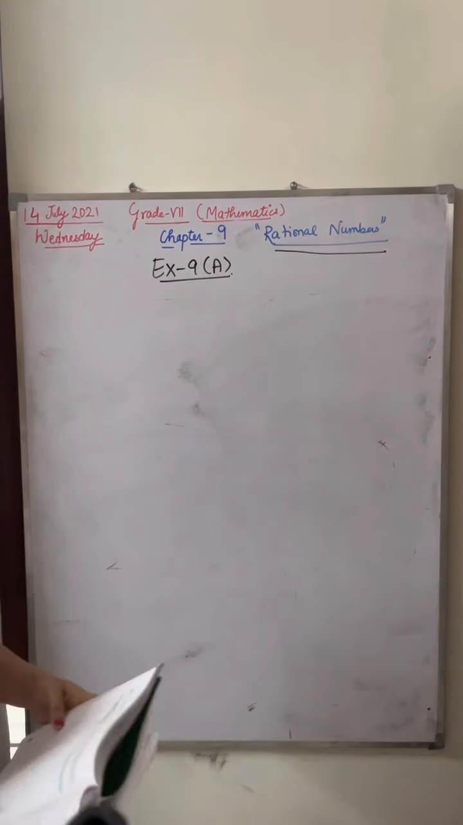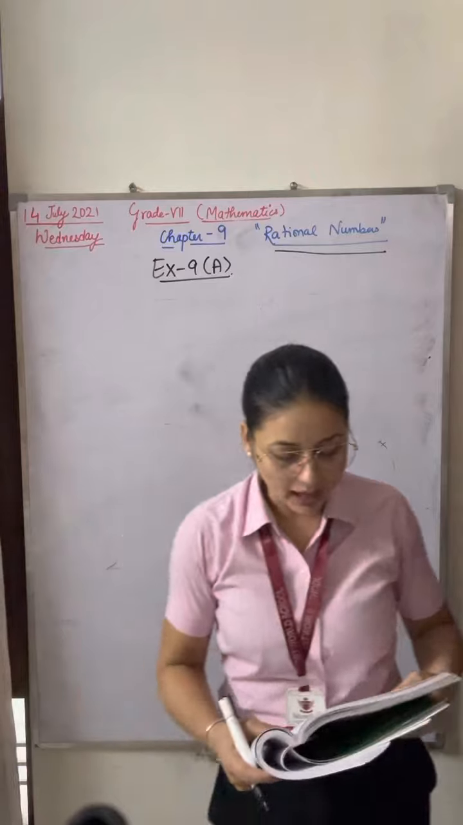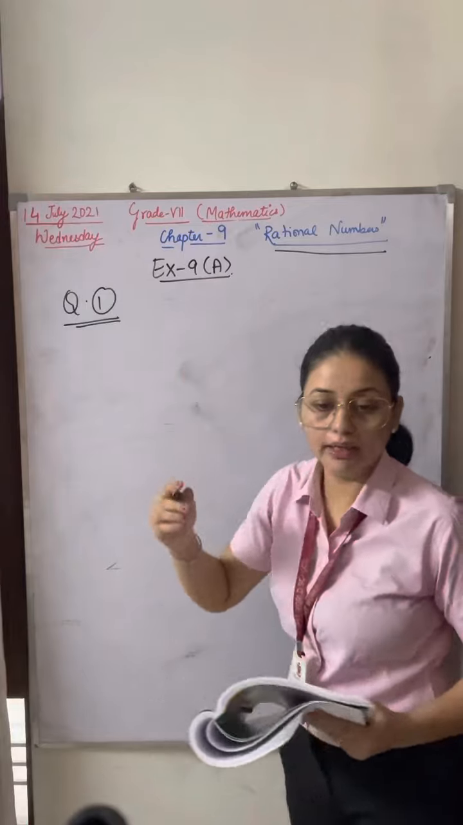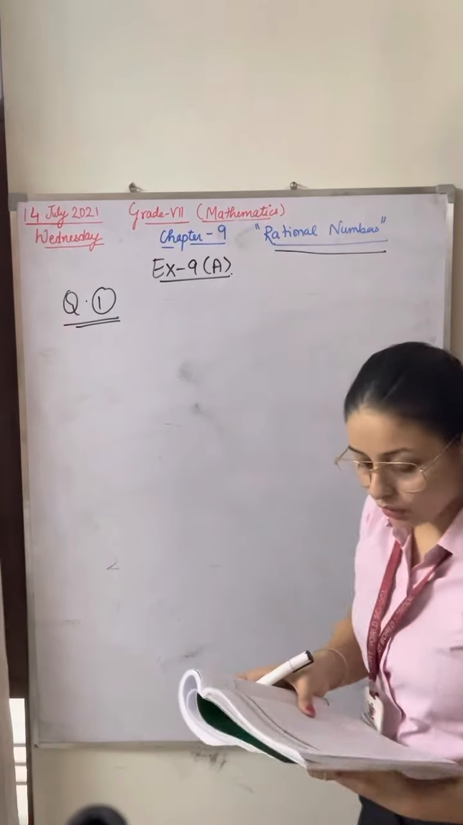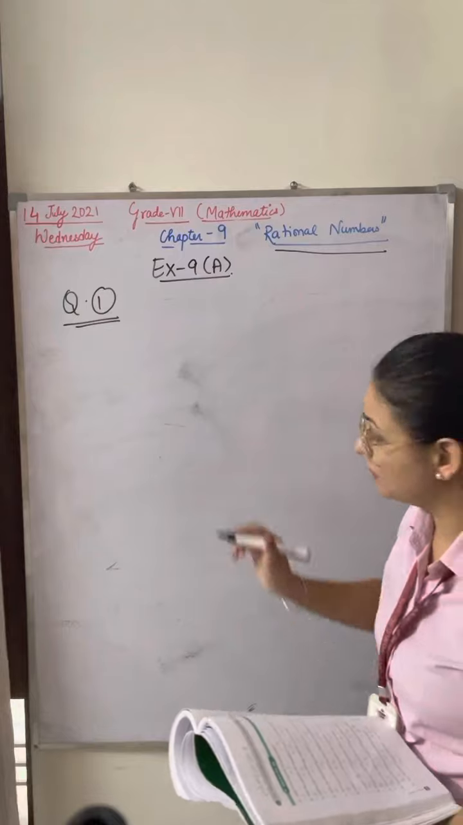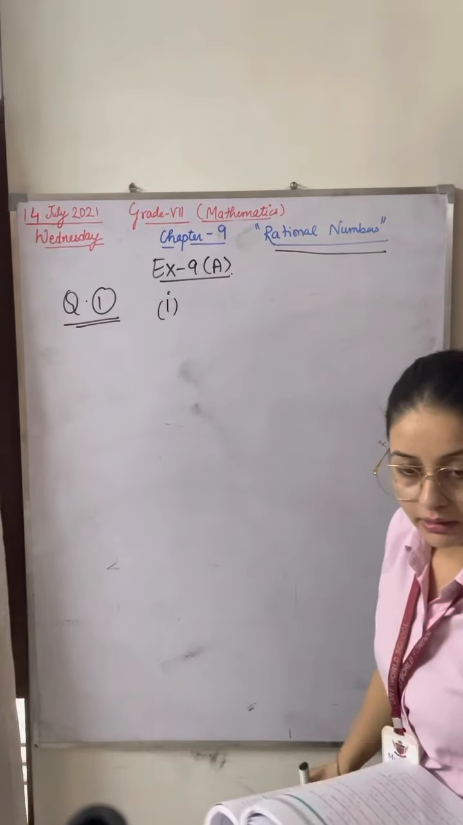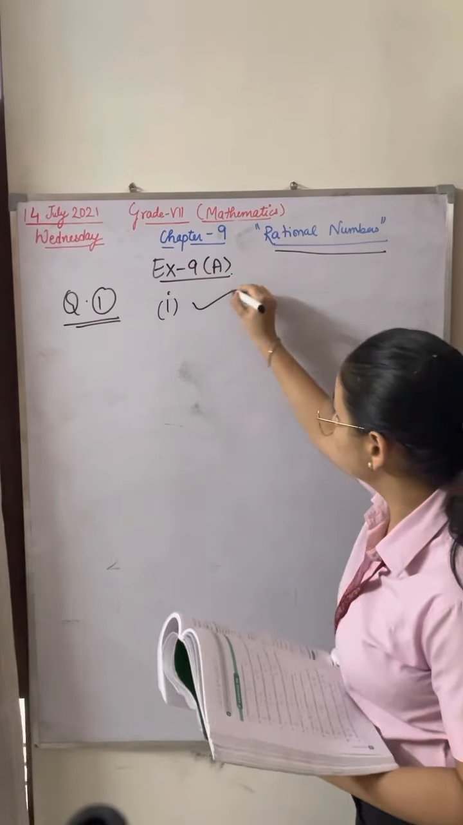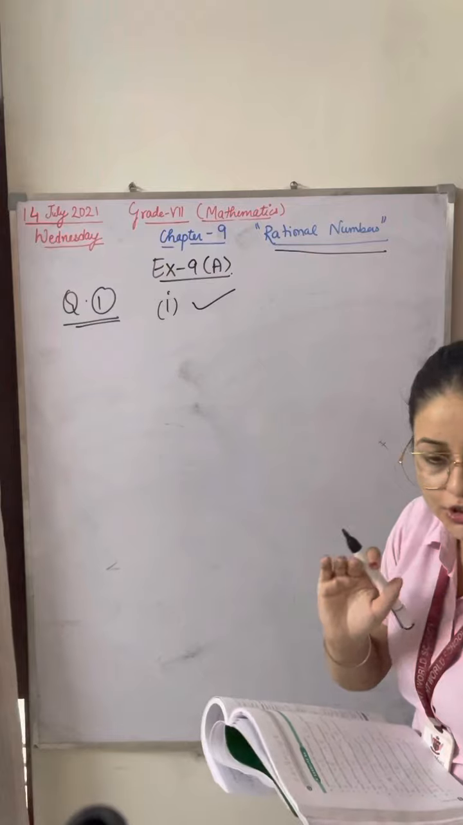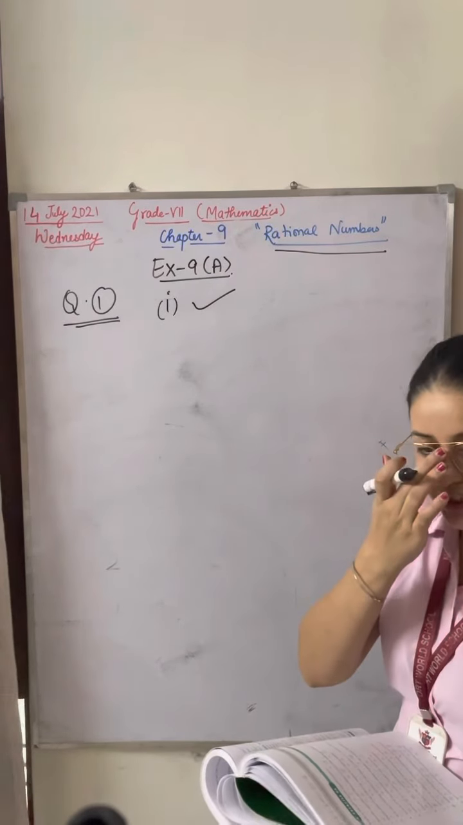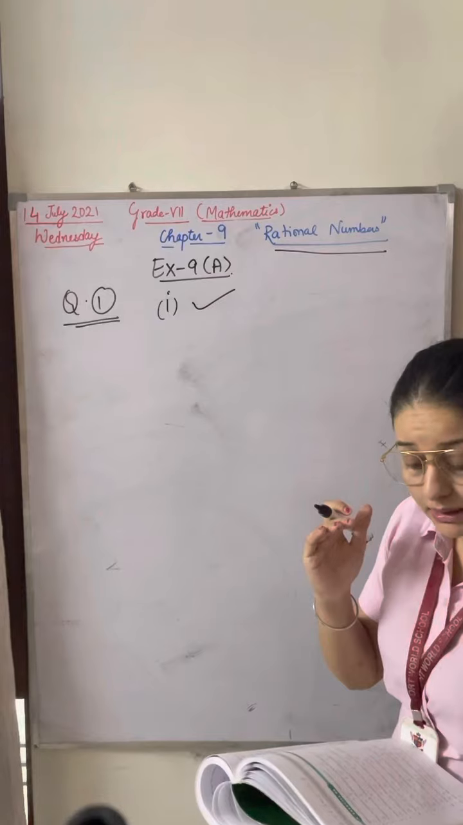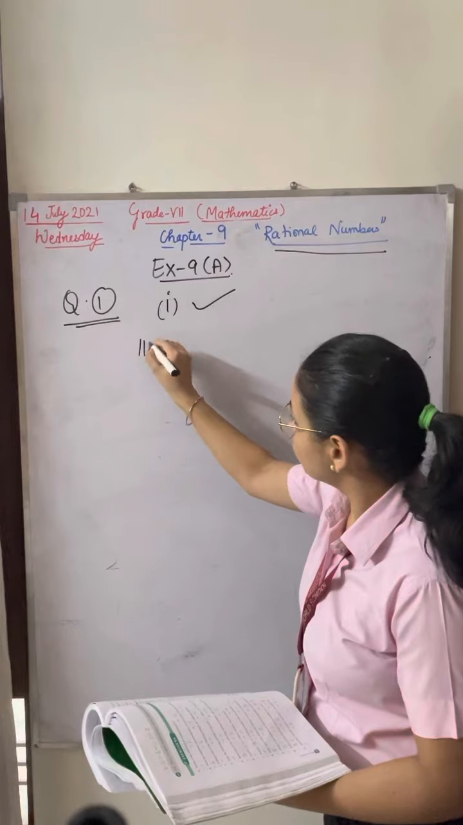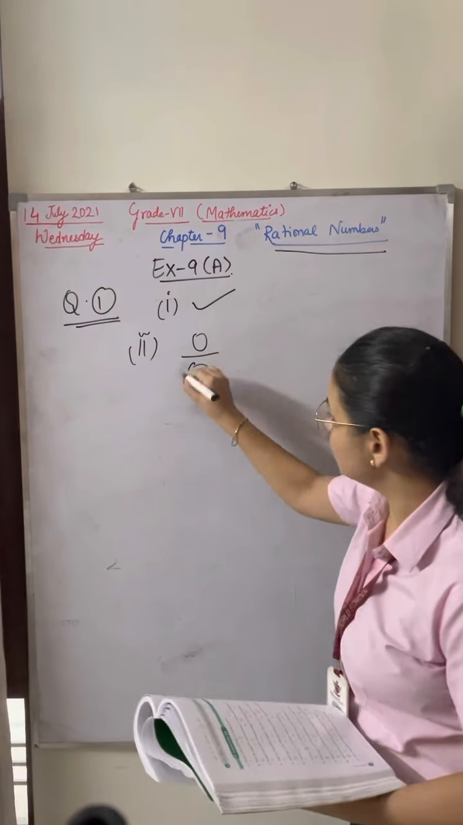Very, very easy. First question is, which of the following are rational numbers? Now, is the first a rational number? Yes, very good, because it is given in the form of a rational number. 2 by 7 is a rational number. It is given in the form of a fraction. Second part, 0 by 0 is a rational number.